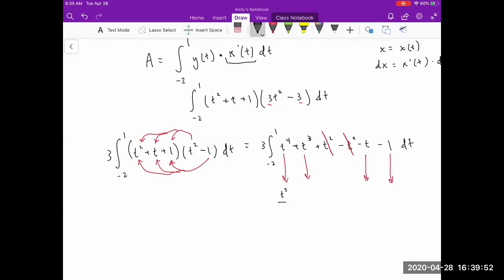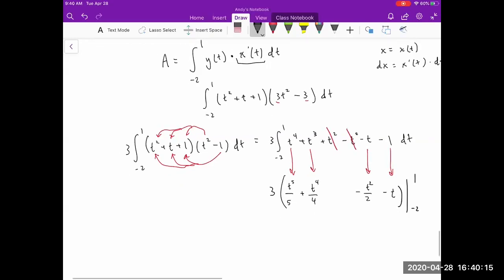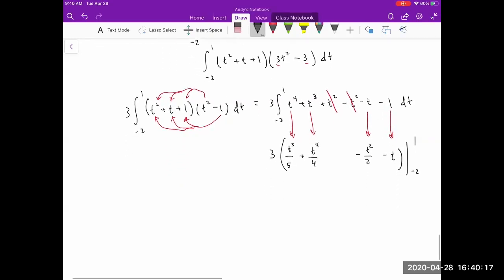So this is t to the 5th over 5. This is t to the 4th over 4. This is -t squared over 2. And the antiderivative of -1 is -t. Now we're going to evaluate this between the limits -2 and 1, and then multiply by 3 after the fact. Nice. So when we plug in 1, we get 1/5 plus 1/4 minus 1/2 minus 1.